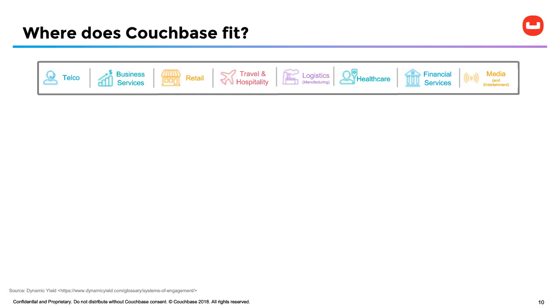Some of them have been disrupted already. The media and entertainment industry, Netflix, and now Hulu, and now all of the cable and broadcast providers trying to provide their own streaming media. Travel and hospitality has long been disrupted from the likes of Expedia and Kayak. Each one of these industries is at its own stage of digital transformation. And what are they building in order to meet the needs of their customers? They're building systems of engagement.